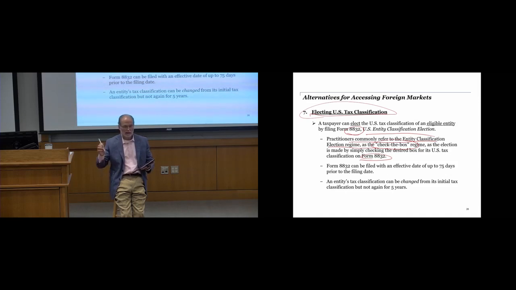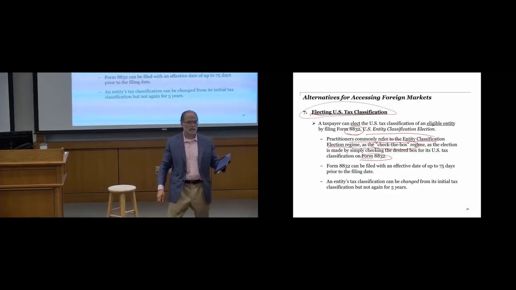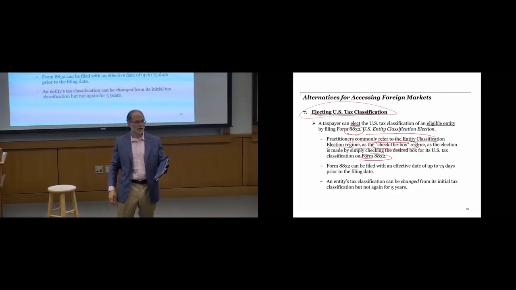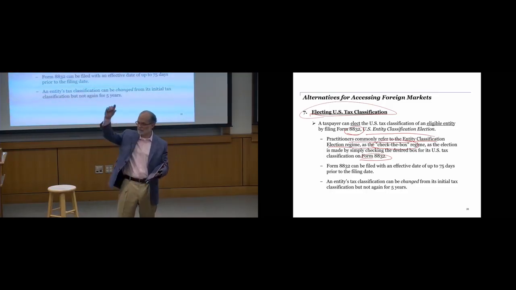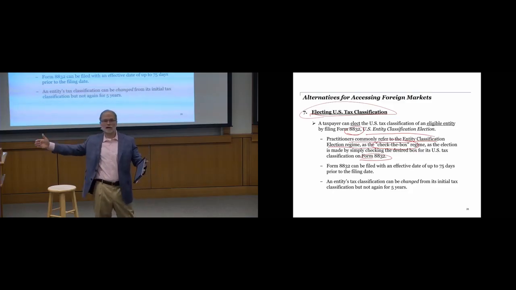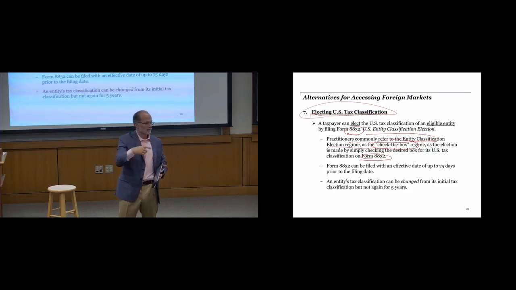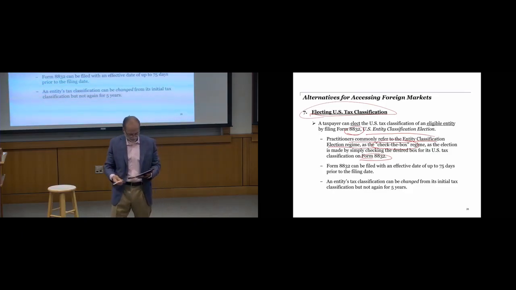Form 8832 can be filed with an effective date up to 75 days prior to the date you file the form with the U.S. government. So it has a retroactive feature to it. So if I form an entity today, and it's eligible, so it's not a top of the food chain corporation, GmbH, I have 75 days to file that election and make it effective to the day today. I have a retroactive aspect to that.